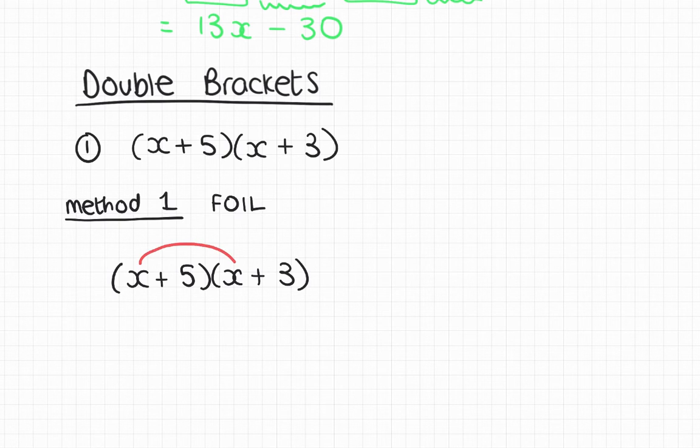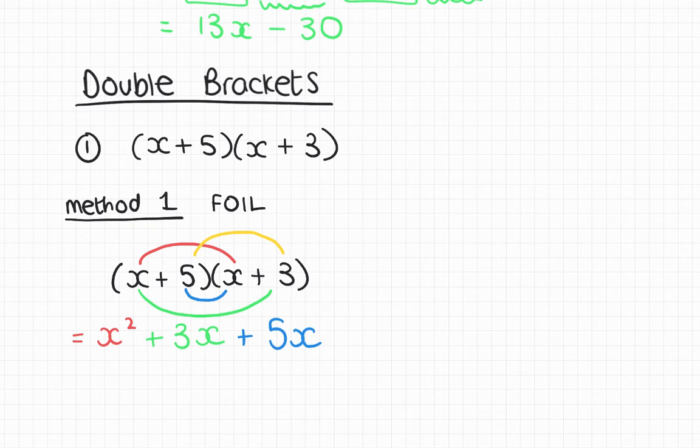x times x, and x times x is x squared. And then I'm going to do the outside. So my outside is going to be x times positive 3. That's positive 3x. And then I'm going to do the inside. So I'm going to do 5 times x, which is plus 5x. And then the last term is going to be 5 times the 3. 5 times 3 is plus 15.